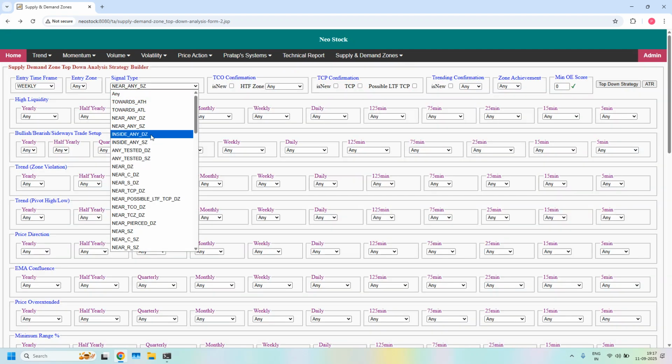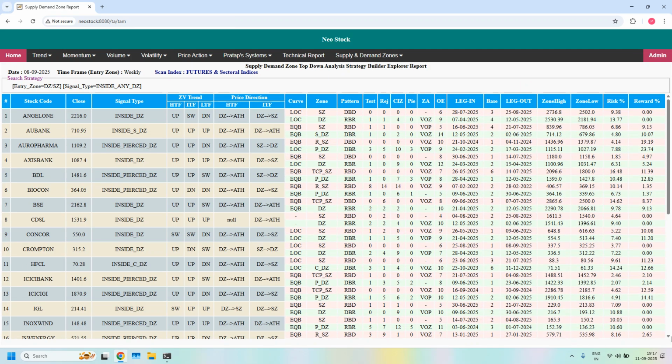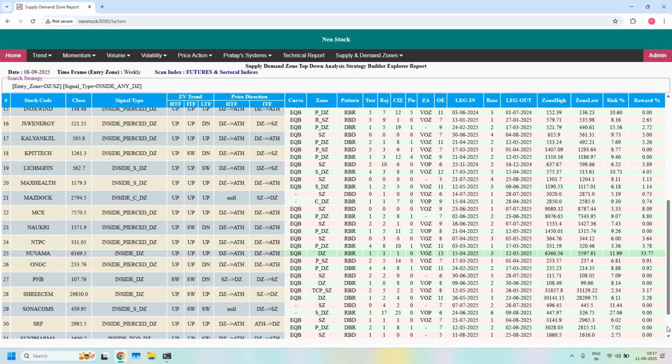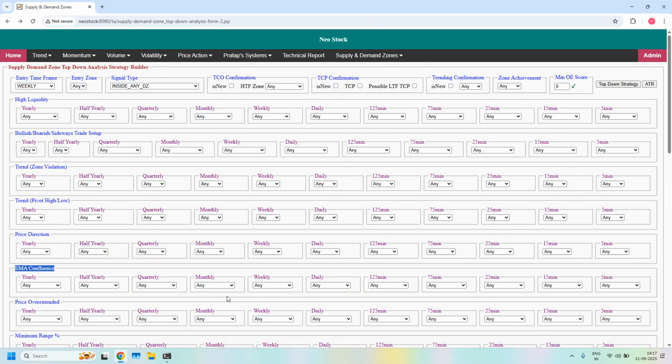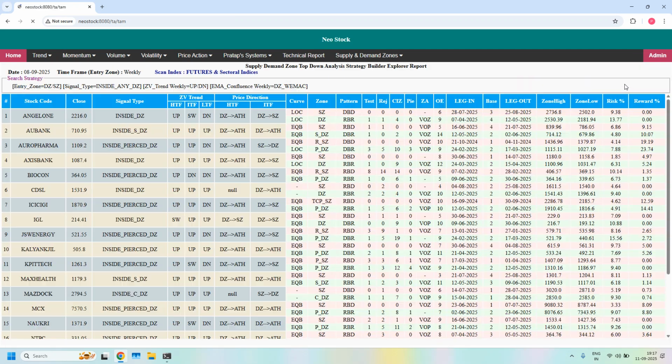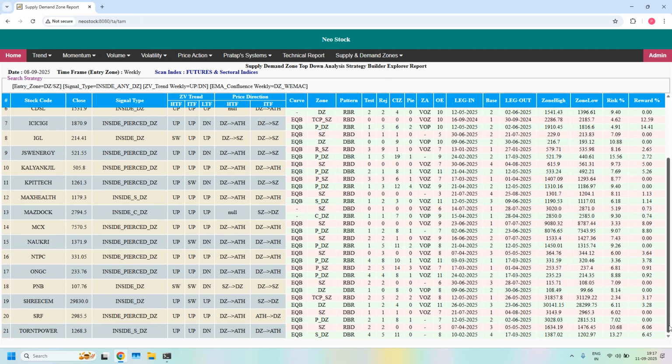Next, price closed inside the weekly demand zone. First 15 stocks in the list. Scrolling the list down. Total 33 stocks are filtered. We can further filter with weekly demand zone having weekly EMA confluence. Trend on the weekly should not be sideways. So first 15 stocks in the list. Scrolling the list down. Total 21 stocks are filtered.